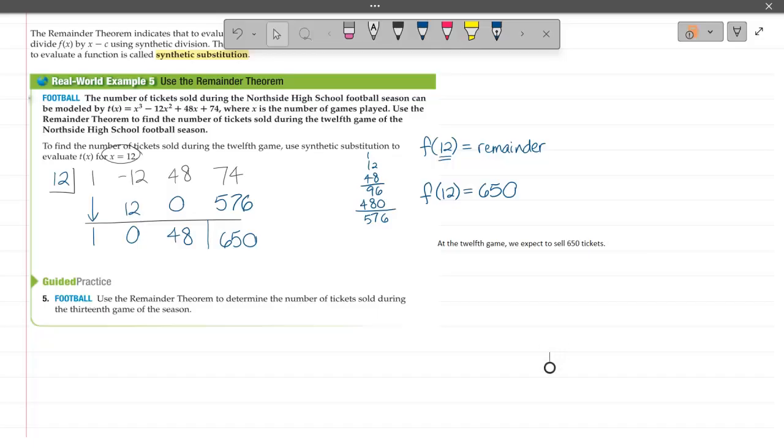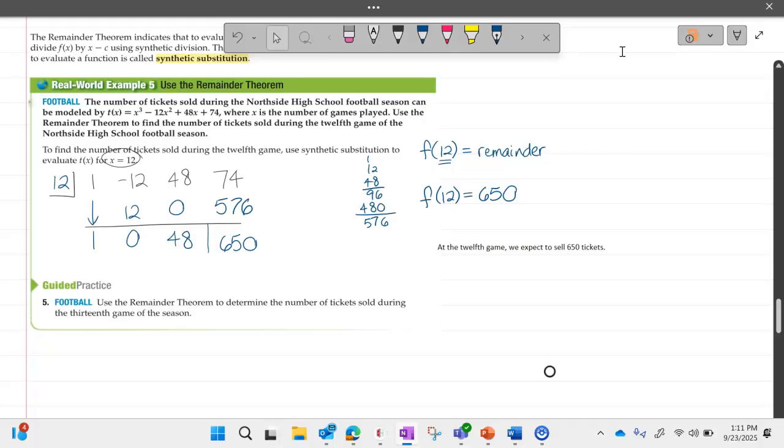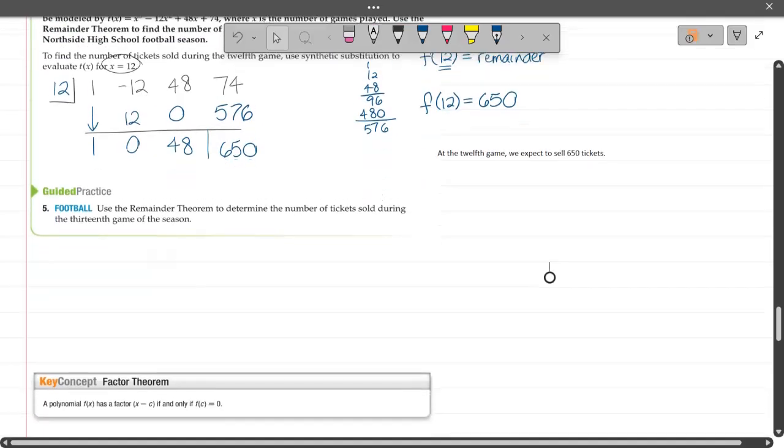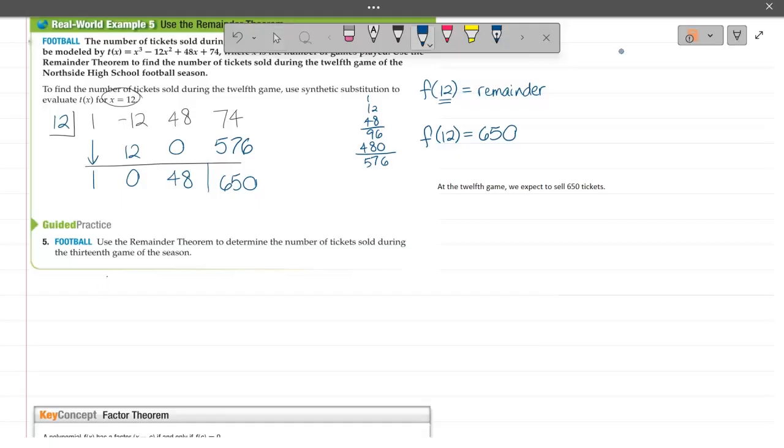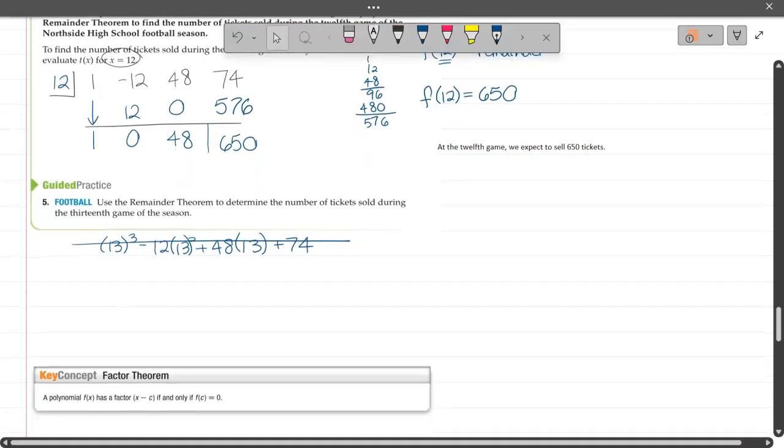Okay, next up, let's do the 13th game. Again, I could just evaluate 13 cubed minus 12 times 13 squared plus 48 times 13 plus 74. But I don't want to do those big numbers. I don't want to do 13 times 13 times 13. I don't want to have to calculate this.